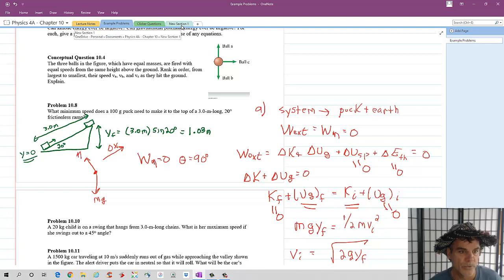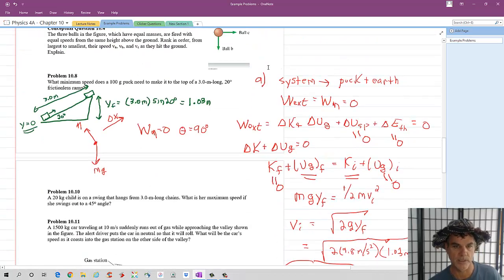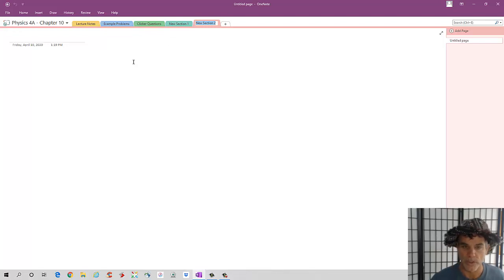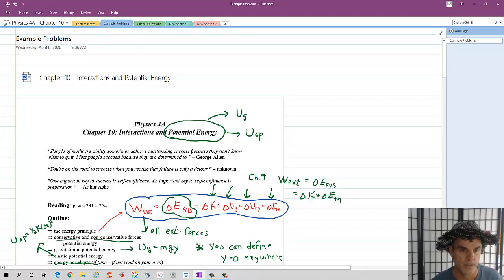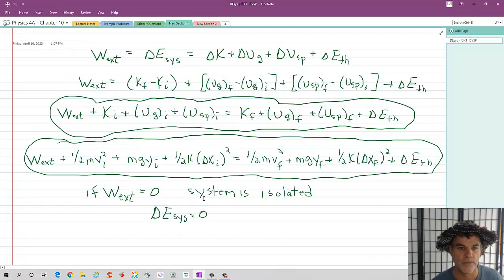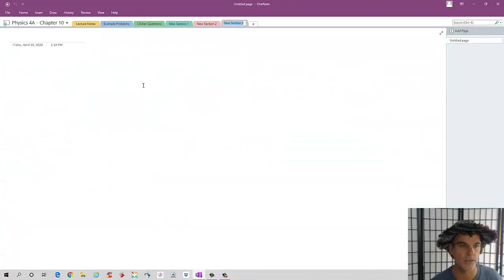Let me go to another, how can I do this? Oh, let me go to another page and then just do this. What problem was this? Example problem 10.8. In fact, let me just do that here. Come on, why can't I get down here? It's not letting me move down. All right, let's do that here. So this is 10.8 done another way.